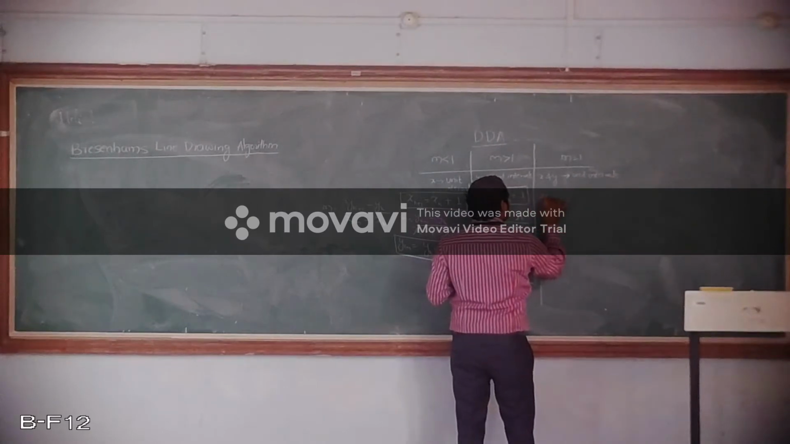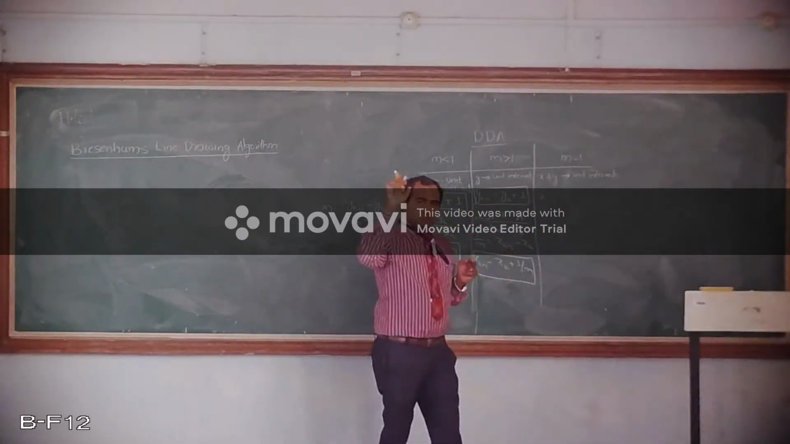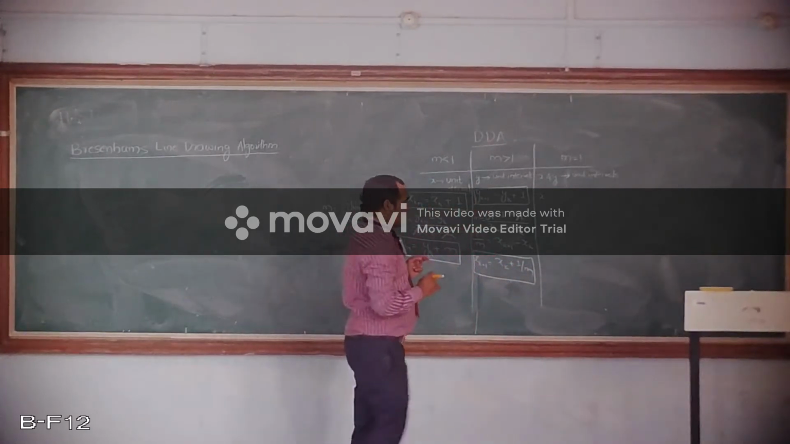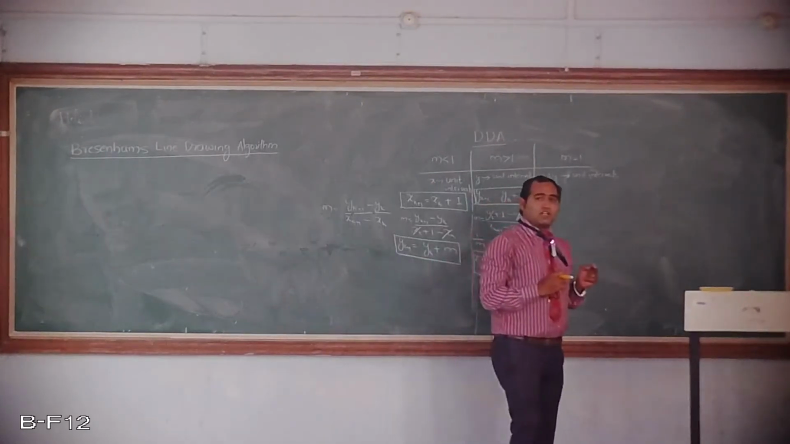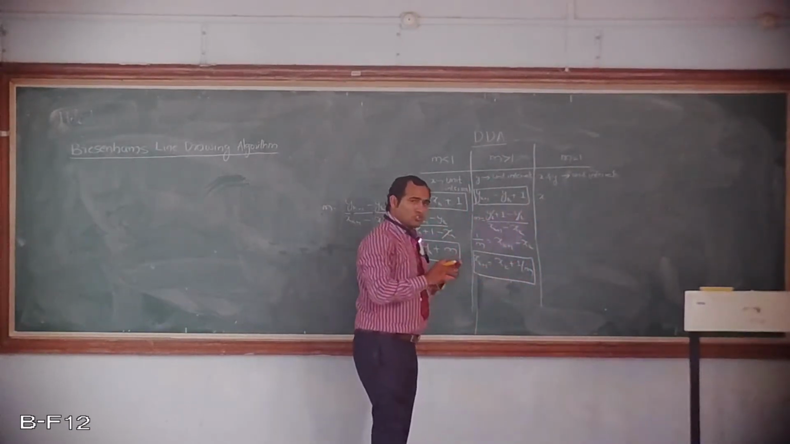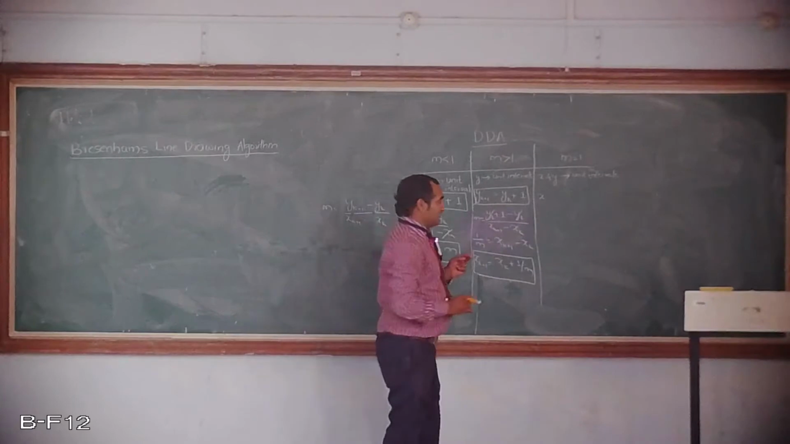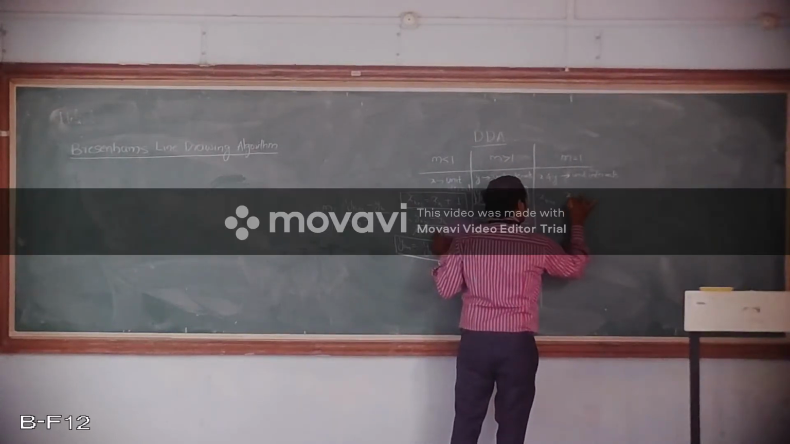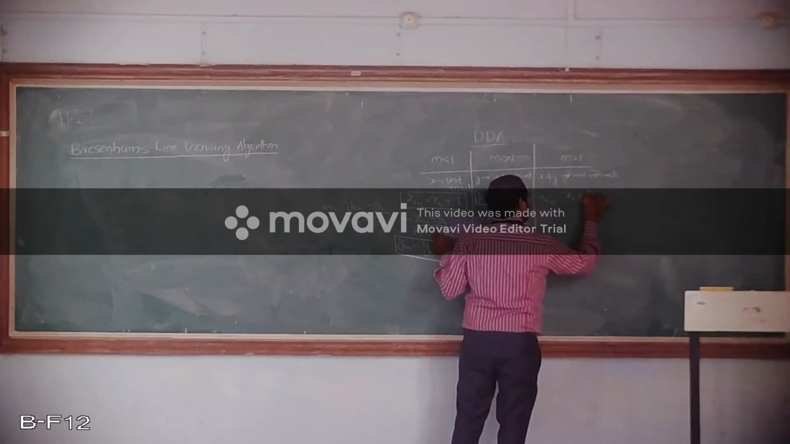That means the slope or the angle of the line is 45 degrees. So the coordinate points will be 1, 1, 2, 2, 3, 3, 4, 4, 5, 5 like that. So the line moves with 45 degrees. So here the next x coordinate will be xk plus 1.